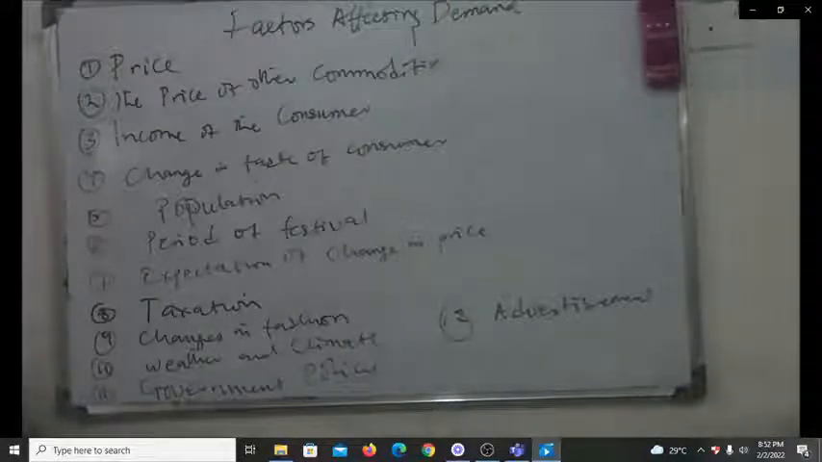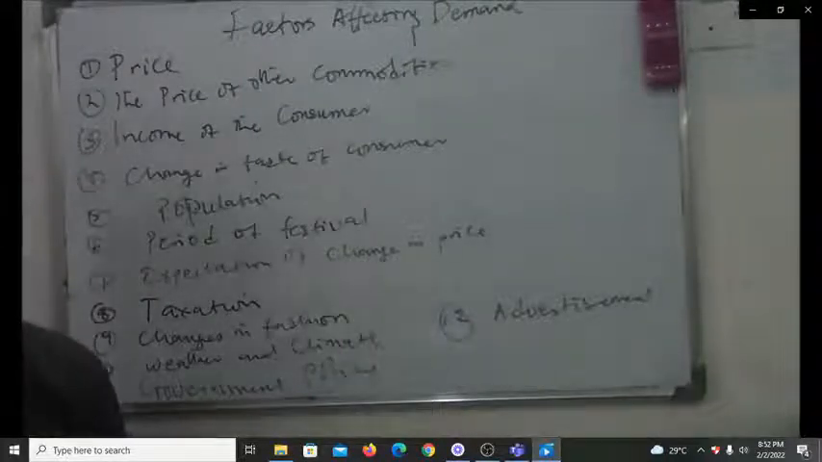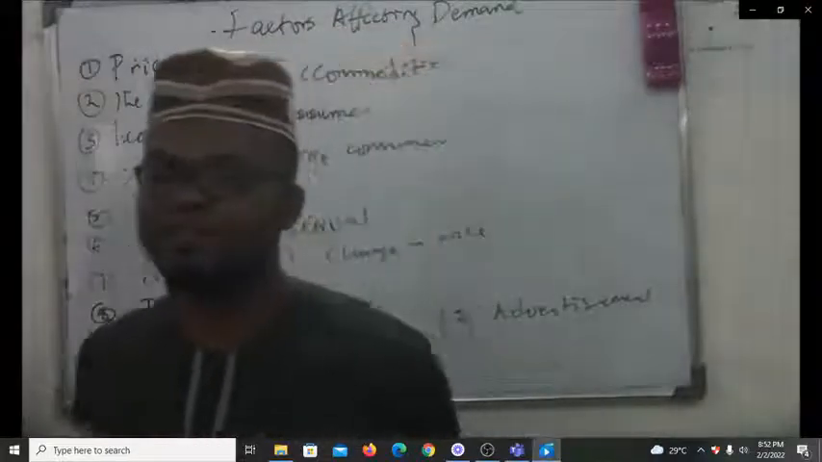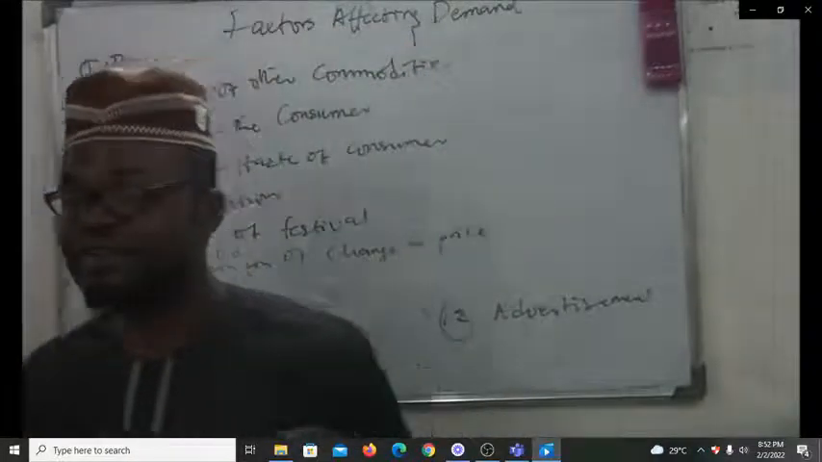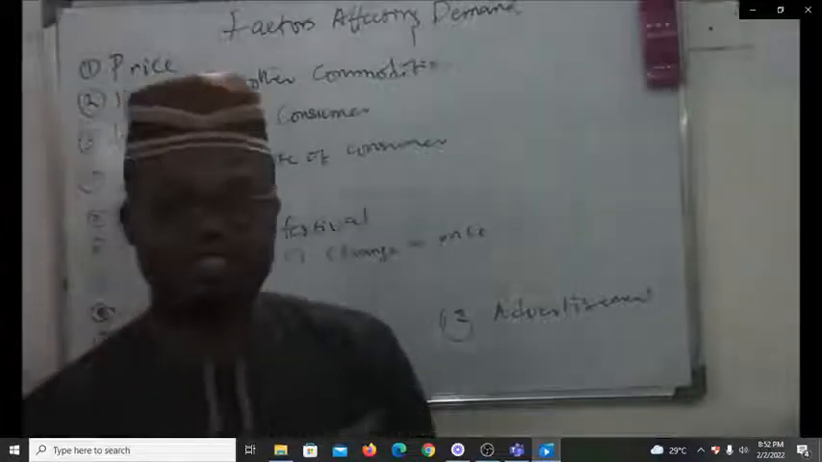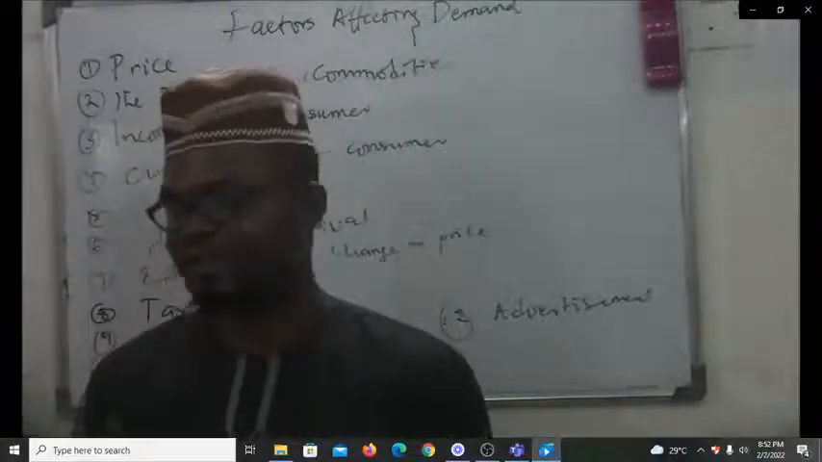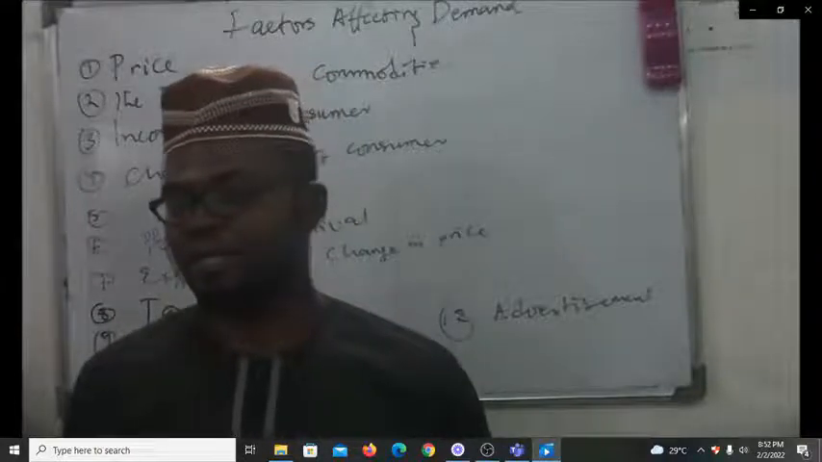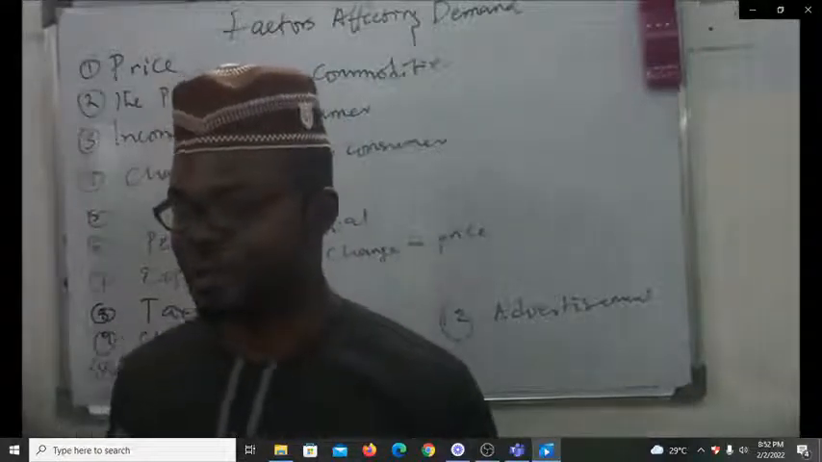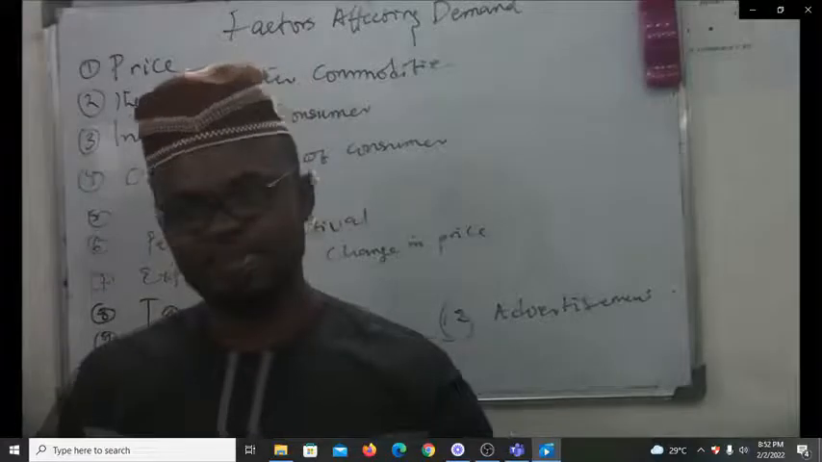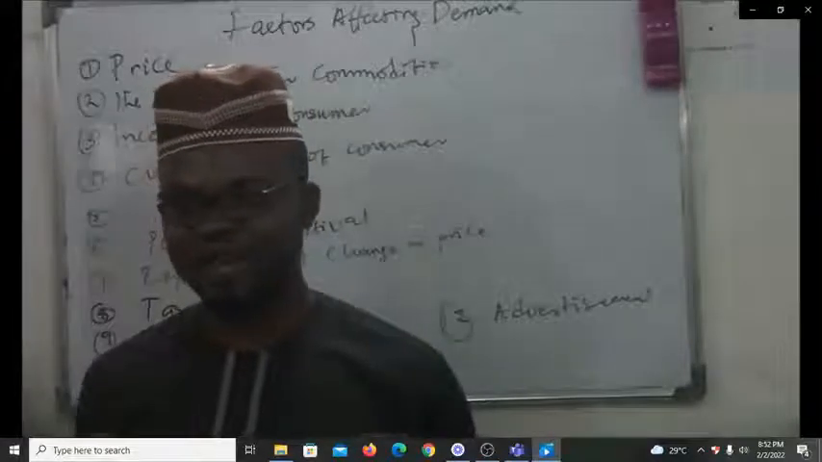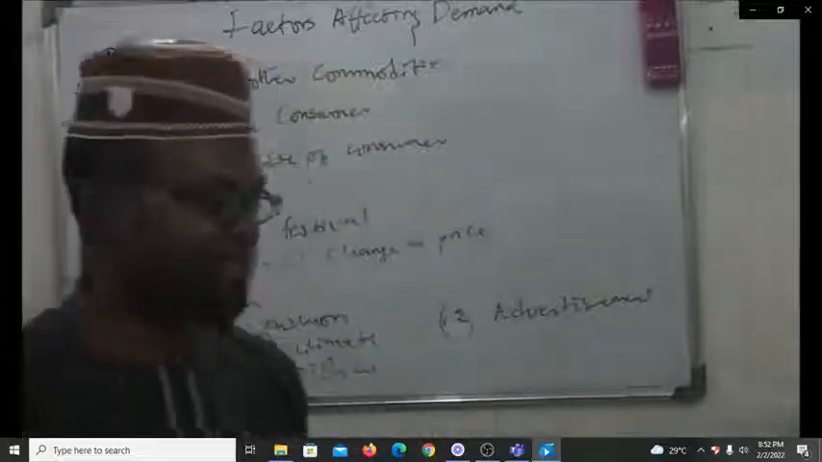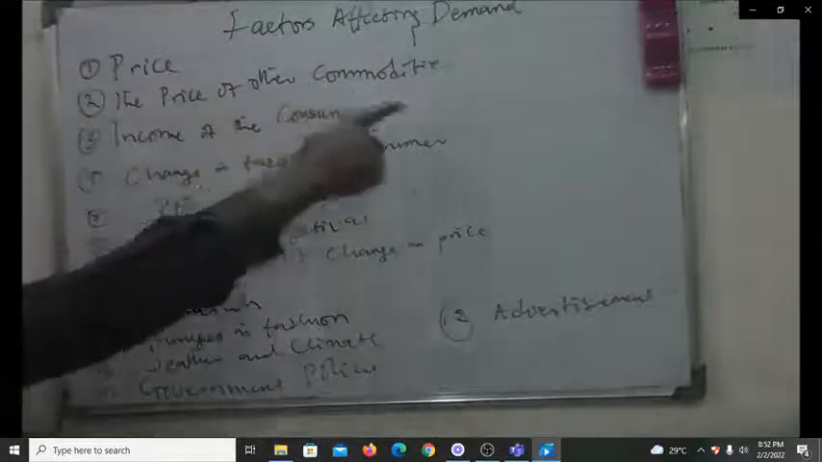Yes, so we're going to look at factors affecting demand. What are the kind of things that will make you demand more things? And what are the kind of things that will make you demand less? What are the factors that affect the quantity of a good that you can demand at a particular point? Number one is price. You know that if the price of goods is very high, you will demand less. Number two is price of other commodities.